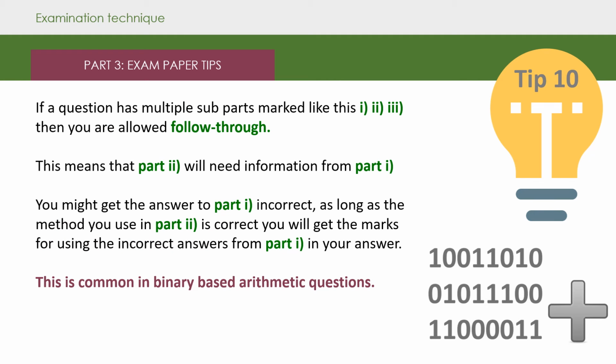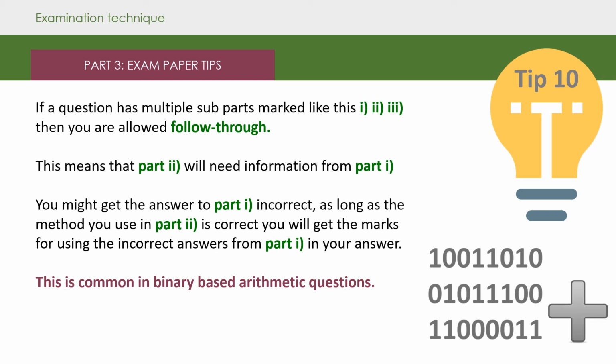Tip 10. If a question has multiple subparts marked like this, I, then you're allowed what's known as follow-through. This means that the second part will often need information from the first part. You could get the answer from the first part incorrect. As long as the method you use in the second part is correct, you'll get the marks for using the incorrect answer from part 1 in your answer.